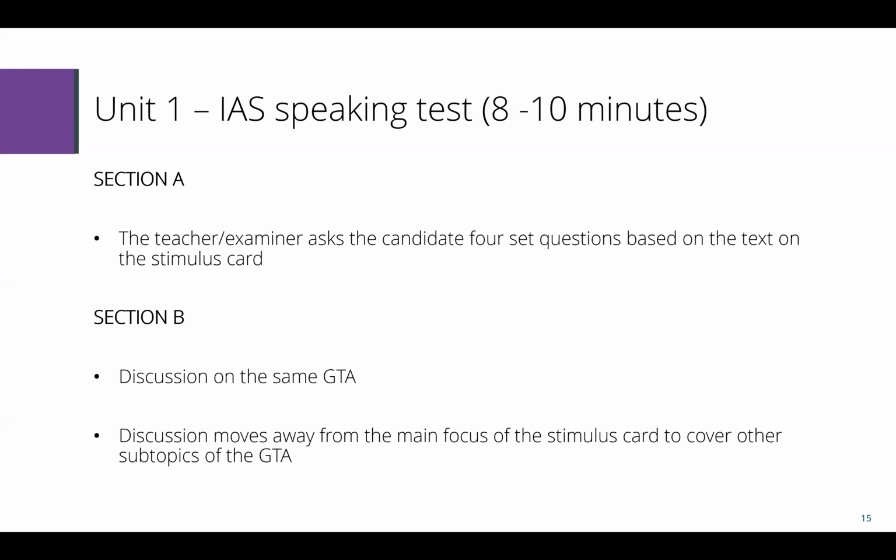So just to recap, it's an important point that the teacher examiner asks the candidate those 4 set questions, and you just ask them as they are. You don't change any part of it. You can repeat it, but you can't amend the question at all.